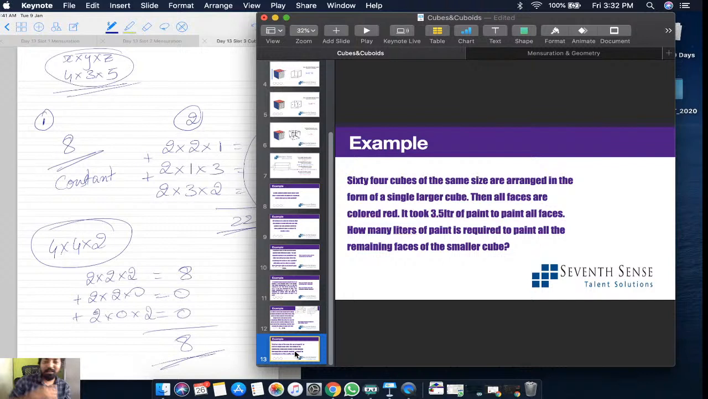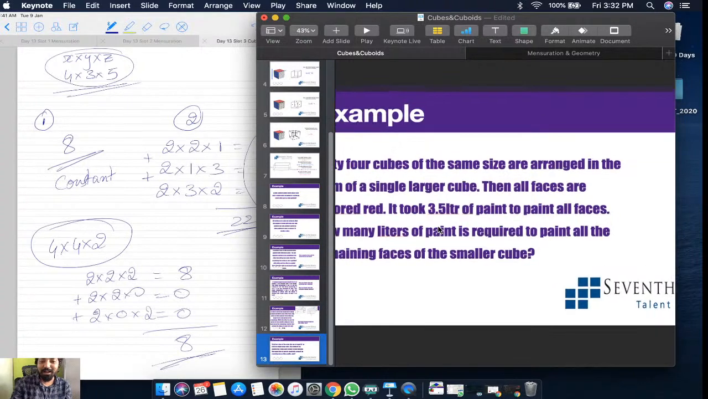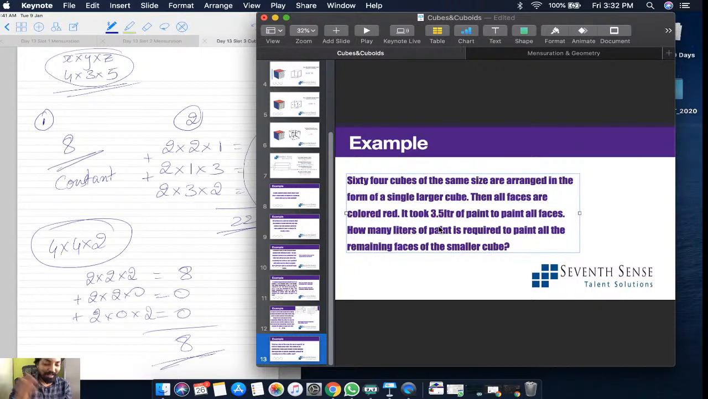Now, please take a screenshot of this. Keep this question with you. Go home and try, work hard, and try to get the answer for this. I'll ask whoever comes to tomorrow's class to give you just the answer. I'm not going to give you the logic of this. You have to figure out the logic of this question on your own. Consider this as a challenge.